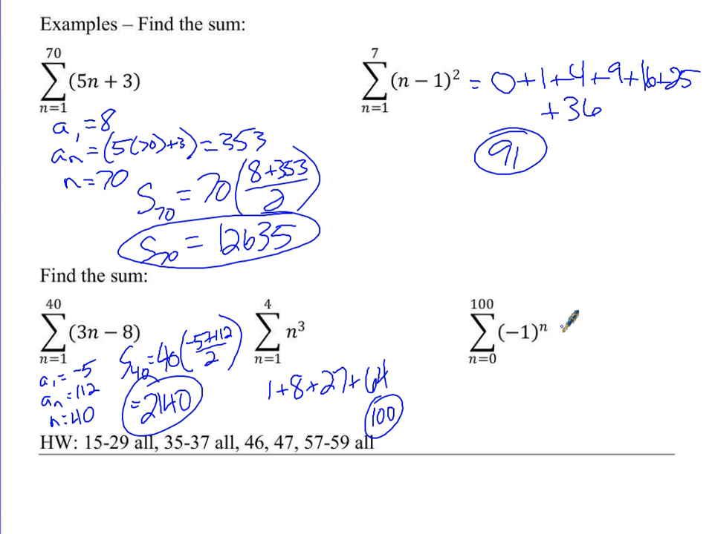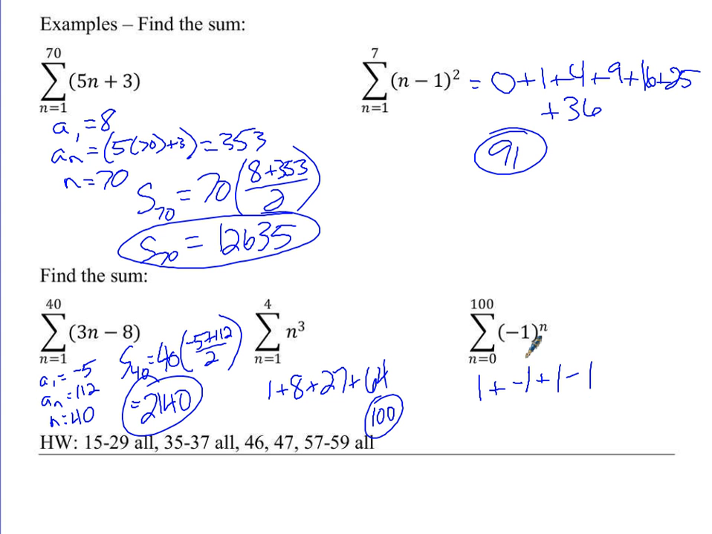So the easy way to do this problem is to think about what is happening each time. If we plug 0 in, we have negative 1 to the 0 power, which is what? Anything to the 0 power is 1. That's my first term. Plus, now I'm plugging in 1 here. I have negative 1 to the first power, which is negative 1. Plus, now I have negative 1 to the second power, which is positive 1. Then negative 1 to the third power, which is negative 1.